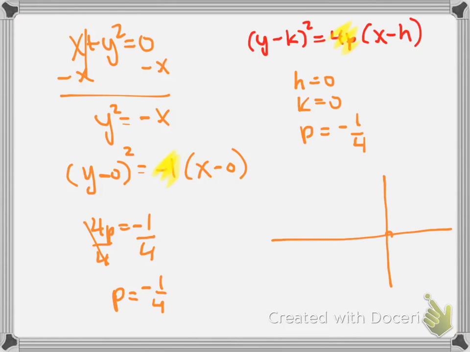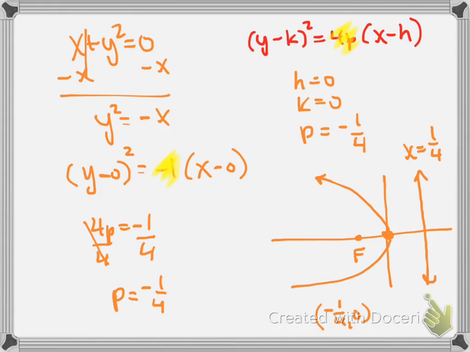So I have my vertex at 0, 0. If I go over negative 1/4, there's my focus. And if I go back 1/4, there's my directrix. So my directrix is going to be x equals a positive 1/4, and my focus is going to be at negative 1/4 comma 0. And I can draw in my parabola. Perfect.